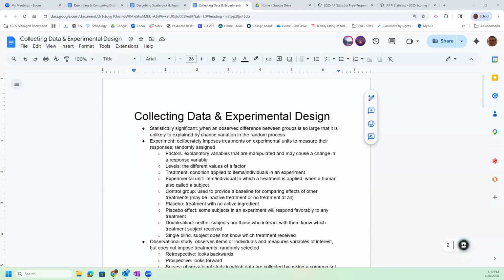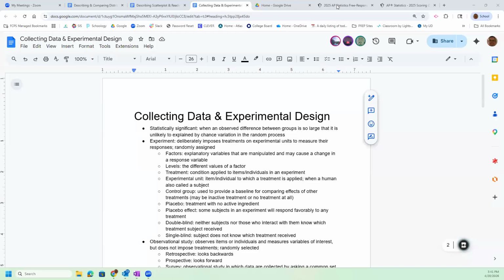Experimental design. What I want you to notice is that it is a lot of vocabulary. It is a lot of definitions. So what I mean is when you see a question like this on the test, you're oftentimes going to be asked to identify what the experimental units are, what the control group is, what the factors are, what the levels are, these kinds of things. So it is really, do you know a definition and how to apply it in a given situation?